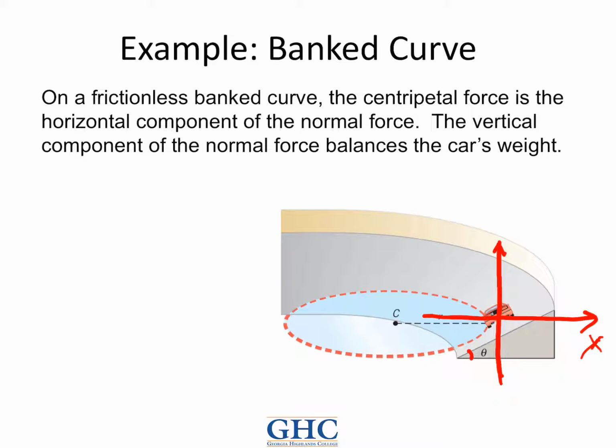So if you have a banked curve, it looks like the car is doing uniform circular motion along this circle. And then you will have a radius of this circle. Let's call it r.